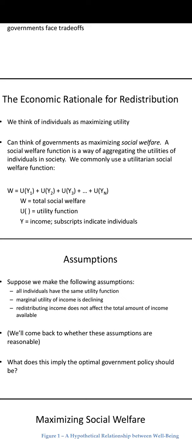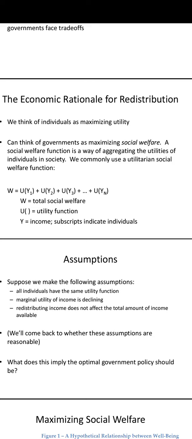The economic rationale for redistribution. We think of individuals as maximizing utility. We can think of governments as maximizing social welfare. A social welfare function is a way of aggregating the utilities of individuals in society. We commonly use a utilitarian social welfare function.